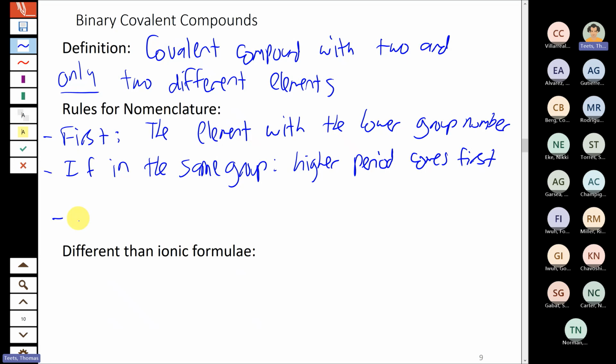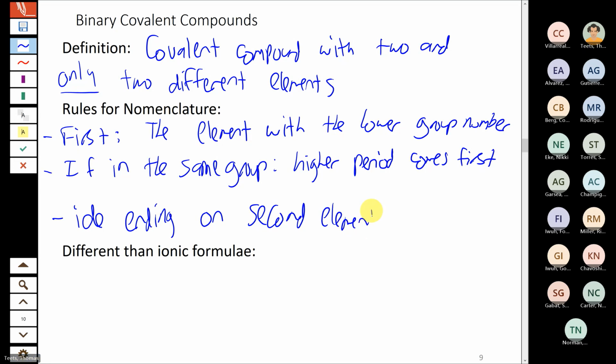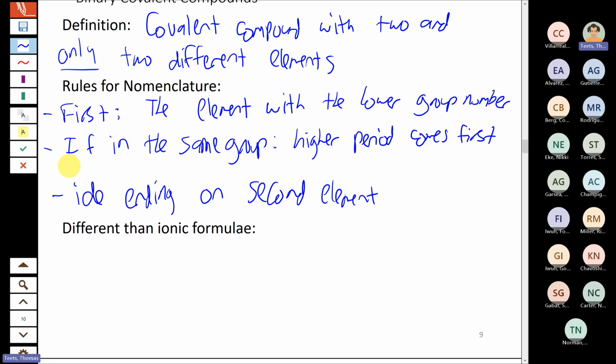And we still use, for the name, the IDE ending on the second element. So even though it's not an ionic compound, that part of the naming convention still holds. The second element will end with IDE in these binary compounds. All right. And again, the key difference between covalent and ionic formulas is that covalent compounds do use prefixes in the name, those that we just listed on the previous slide.